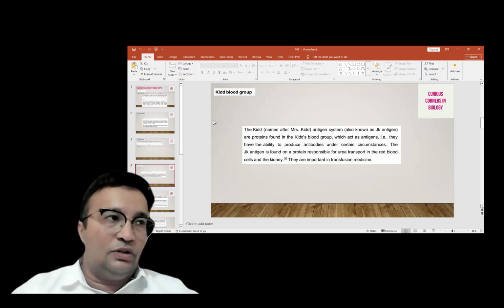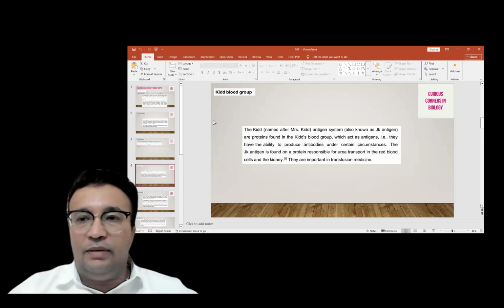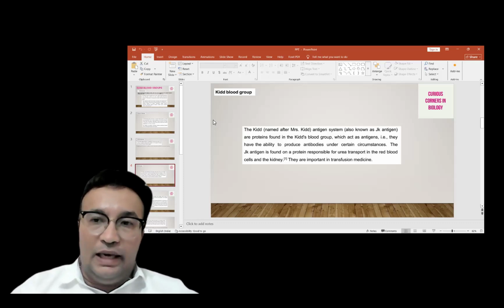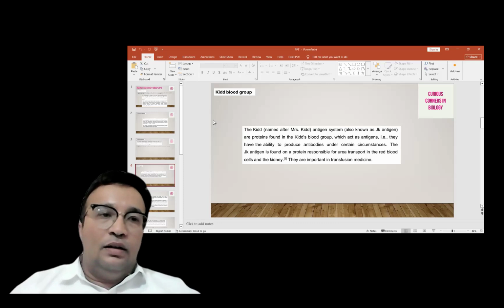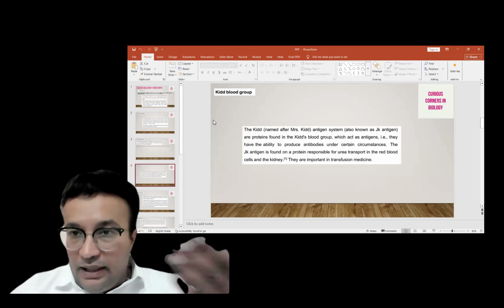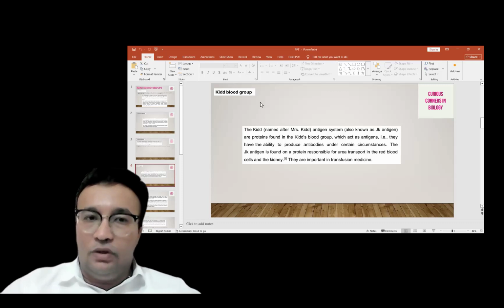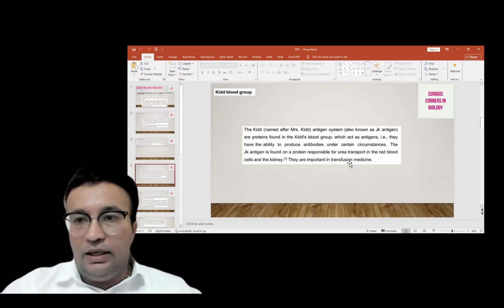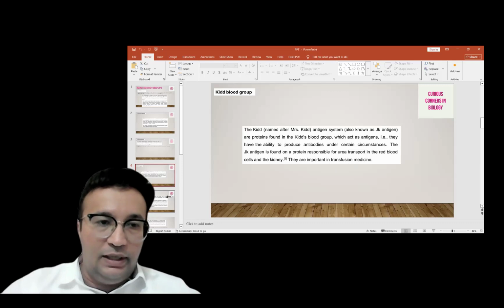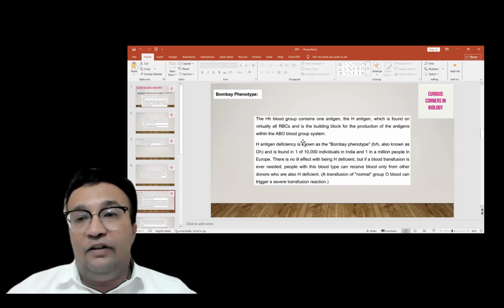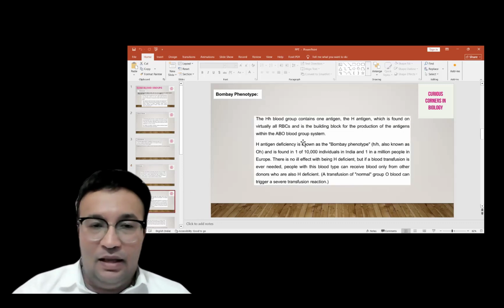But this is not associated with any severe manifestation for KID null phenotype. But then KID null phenotype is an extremely rare phenotype. Okay. So of course, this blood group is important in transfusion medicine. All right. Then we have Bombay phenotype.